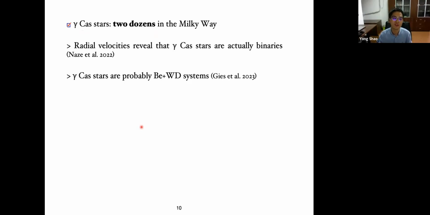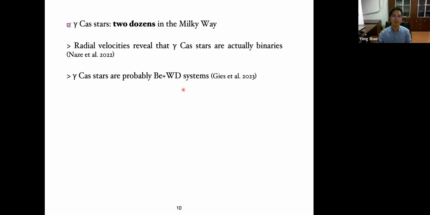The observations of radial velocities indicate that gamma Cas stars are actually binaries. And furthermore, gamma Cas stars are proposed to be B plus white dwarf systems. The idea of a white dwarf is very hard.